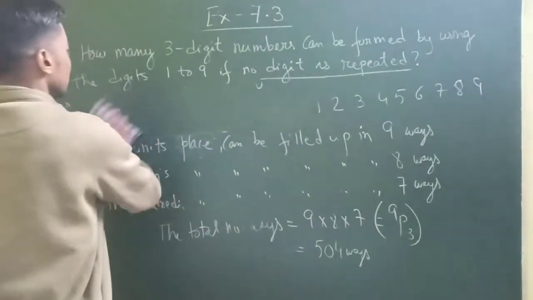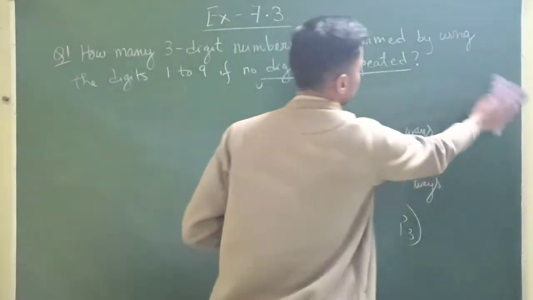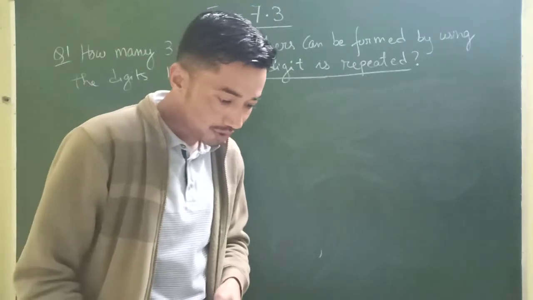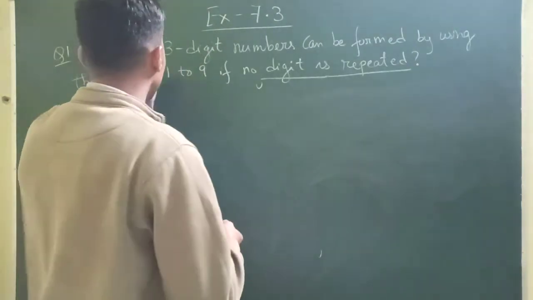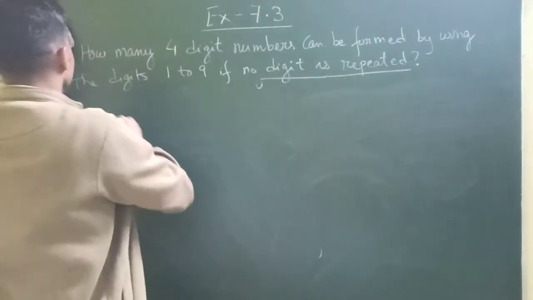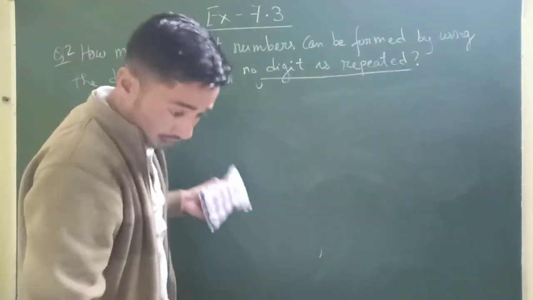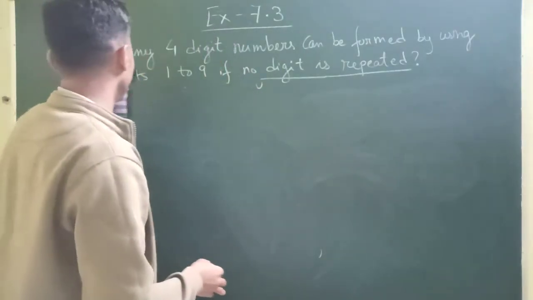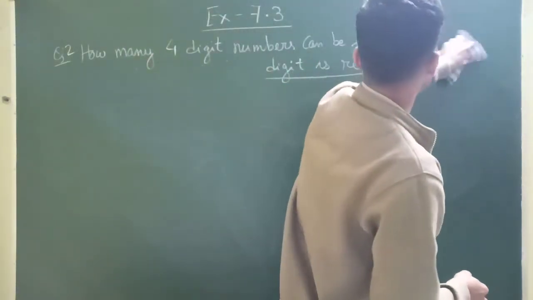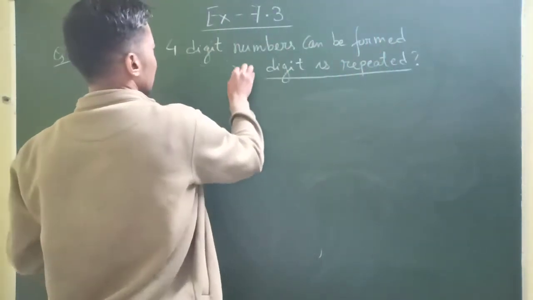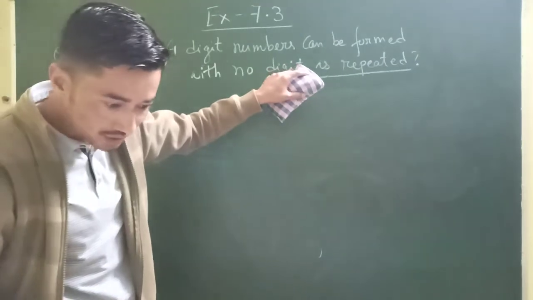Alright, so I guess that's done. Let's move on to the second question quickly. The second question says, how many 4-digit numbers are there when no digit is repeated? It's almost the same question as number 1, just that the question is how many 4-digit numbers can be formed with no digit repeated. I can just write it like this, with a slight change. How many 4-digit numbers are there?